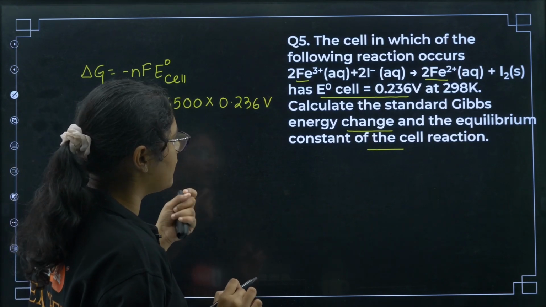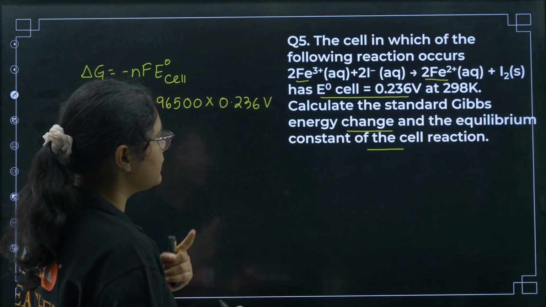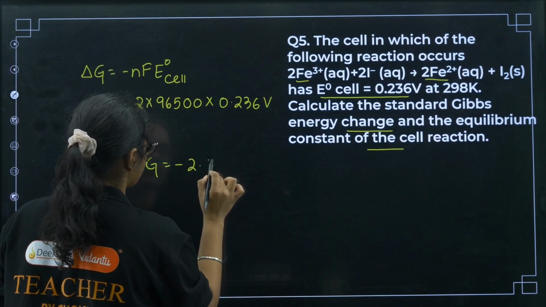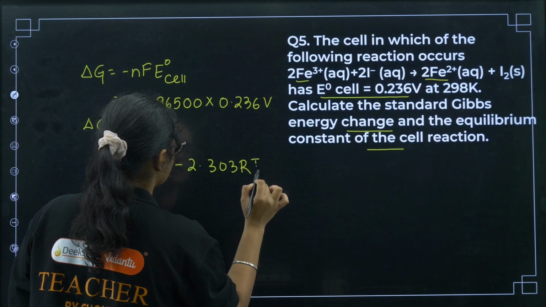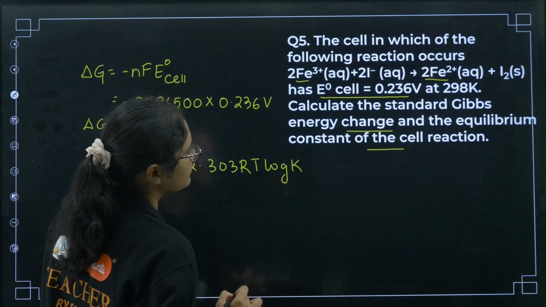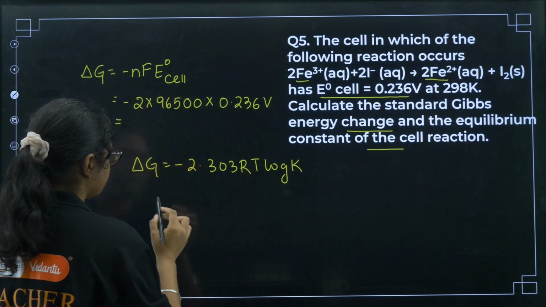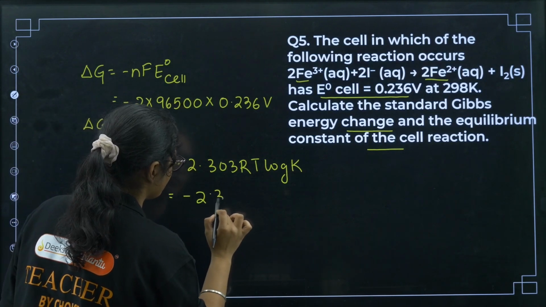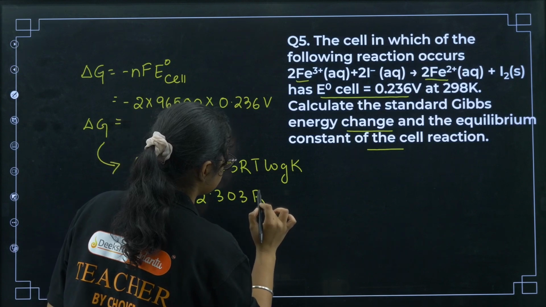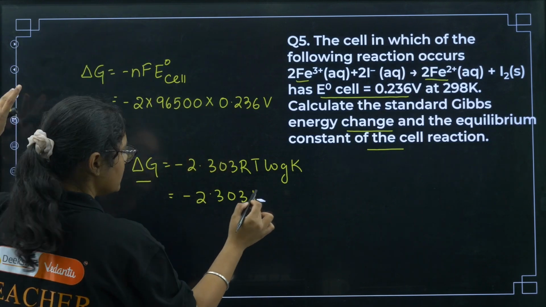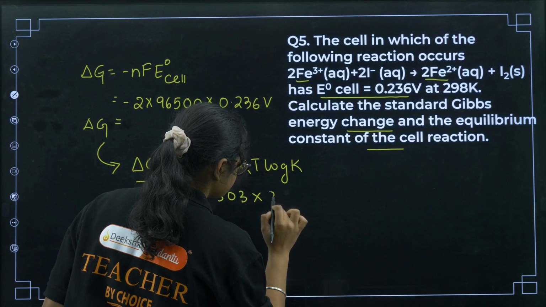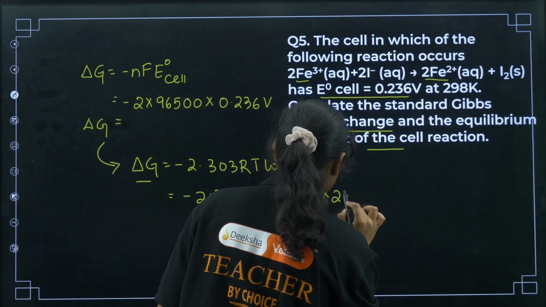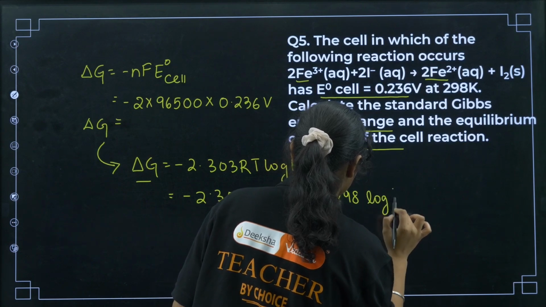And next is your equilibrium constant. What is the formula for the equilibrium constant? It is delta G equal to minus 2.303 RT log K, right? The temperature is also given, and delta G you would have calculated here, so substitute that here. So that is minus 2.303, R you can put as 8.314, into temperature 298, log K.